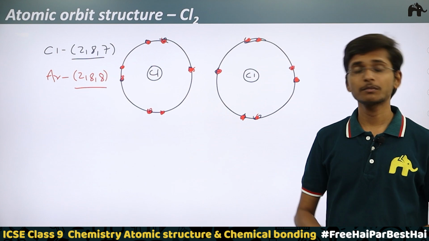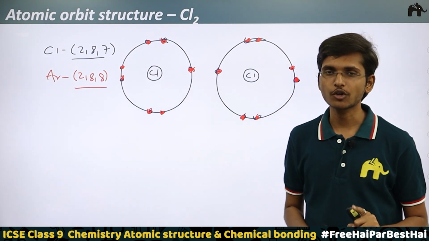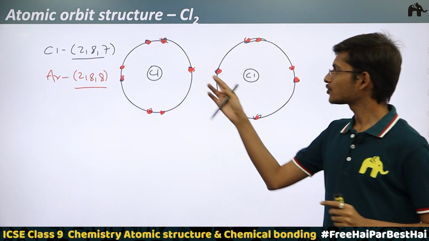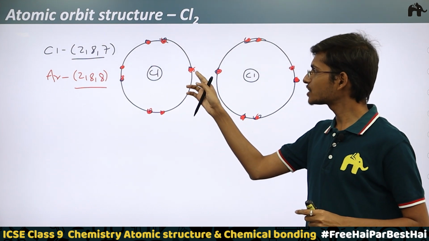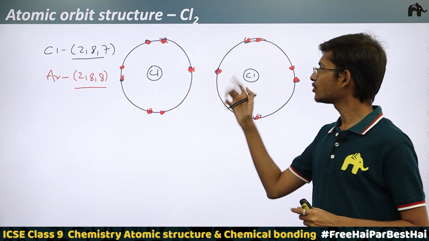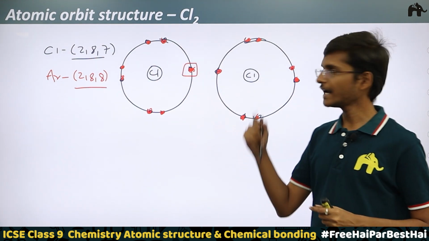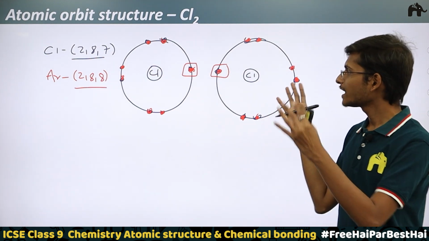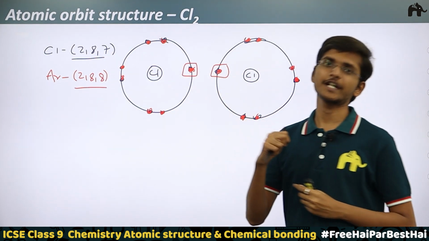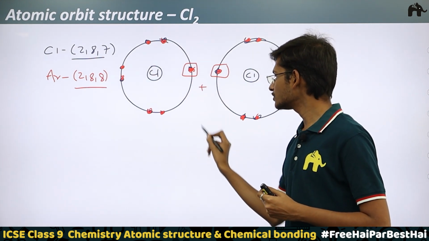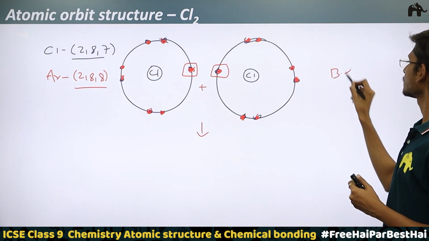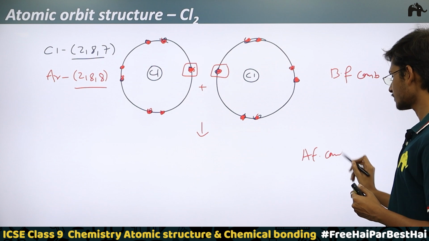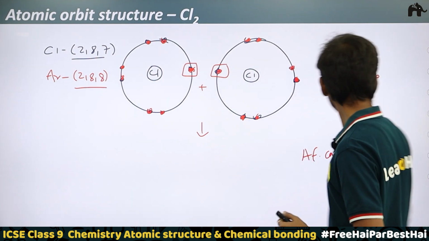Both of them want 1 electron, but neither is ready to give that 1 electron to the other. So again the same story: they will share that electron. This chlorine atom would share this electron with this chlorine atom, and this chlorine atom will share its electron with the other chlorine atom. Then there would be a shared pair of electrons. So how would we show it? This was the before combination, and then, after combination, see what would happen.